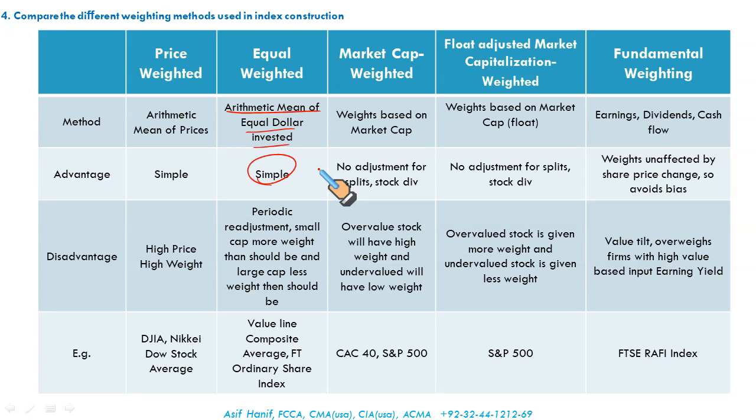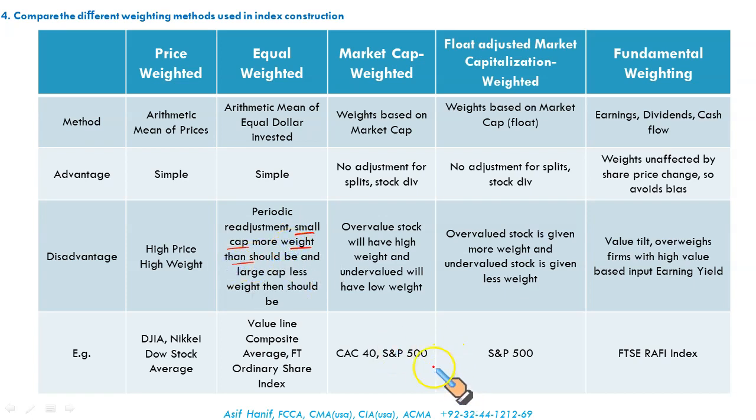But the problem with this weighting method is that you have to make periodic readjustments. Another drawback of this method is that small caps will have more weight than they should, and large caps will have less weight. Since each stock has been given an equal dollar amount, those stocks that have small capitalization will be overweight. They will carry more weight in the index.